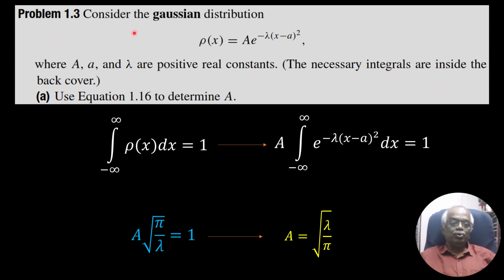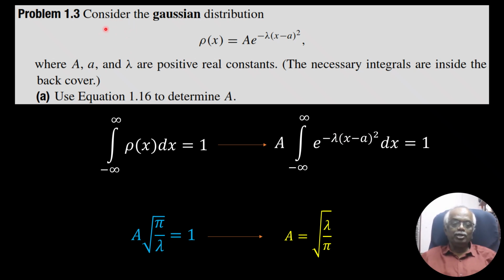Today we are going to solve problem 1.3 of Griffiths, third edition, Introduction to Quantum Mechanics. Here we are going to solve this problem without doing any actual integration, just by using the Gaussian property. That is the important point of this problem.